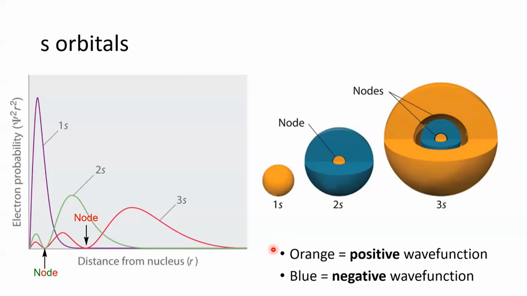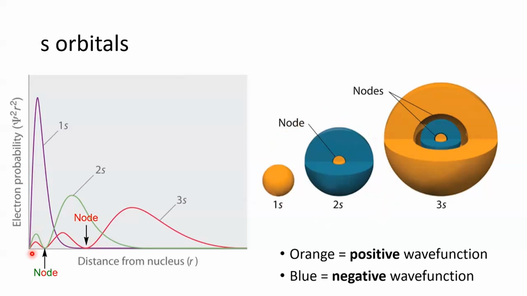Once we move to the larger elements, we're going to start getting additional electron shells that we need to consider. So if we move on to the 2s orbital, for this orbital, we can see that there's actually two different regions. Inside the core, there is a small region of positive wave function. Around that, there is a node. So that's a region whereby the probability of finding the electron goes down to 0. Once you cross over that node, you get into the larger outer region, which is the negative wave function.